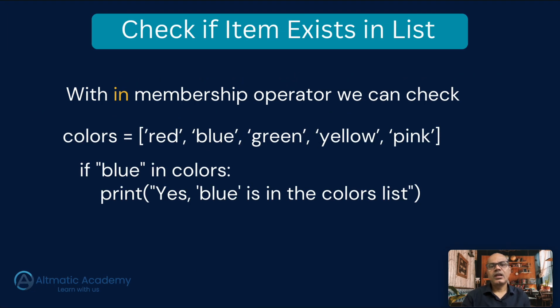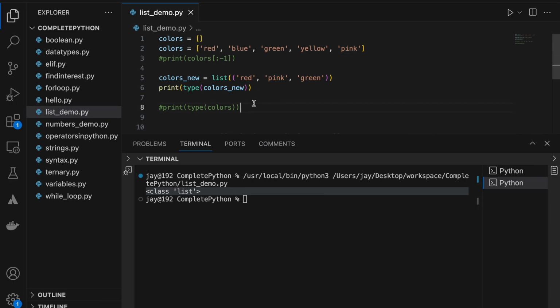Now one important thing is that sometimes we have to check whether a particular value exists in a list or not. For this we can use the in membership operator. We have already studied these different types of operators. So how can we use the in membership operator? Like here we have colors red, blue, green, yellow and pink. If I want to check whether blue is in this list or not, what will my syntax be? If blue in colors, it means blue is in the colors list. So let us see how it works practically.